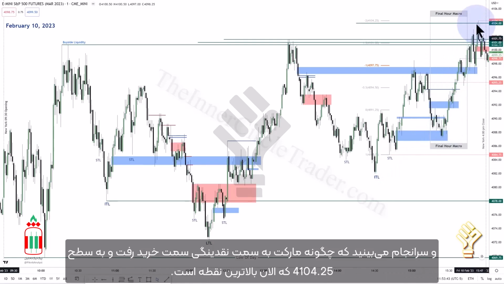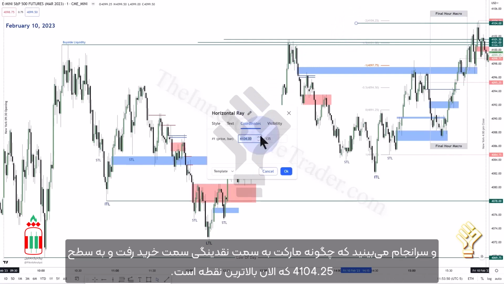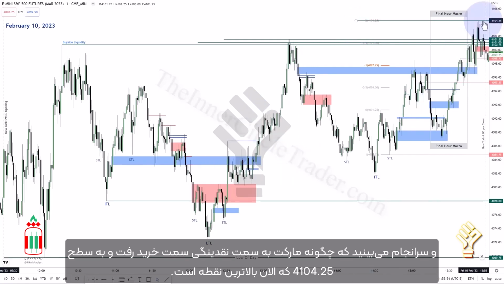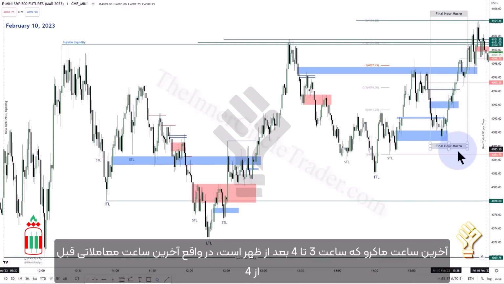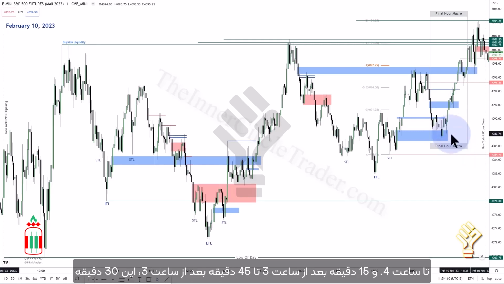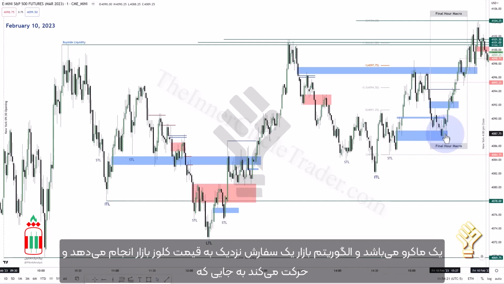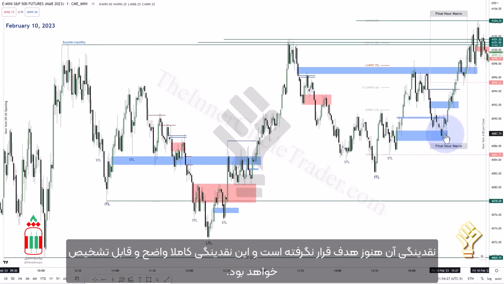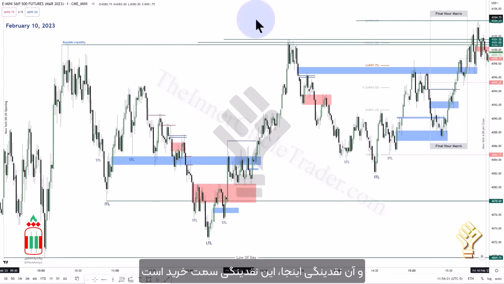And ultimately how the market walked up into that buy side, into the 4104.25 level, nailing the high. The final hour macro, which is 3 to 4 o'clock, the last hour of trading before 4 o'clock closing session. Yes, it trades till 5 o'clock, but the bulk of the volume is going to be encapsulated by 4 p.m. 15 minutes after 3 to 45 minutes after 3, that 30-minute interval is a macro. And the algorithm will do a market on close run where it spools to a point of liquidity that had not been targeted yet, but would be the obvious one, that being the buy side here.